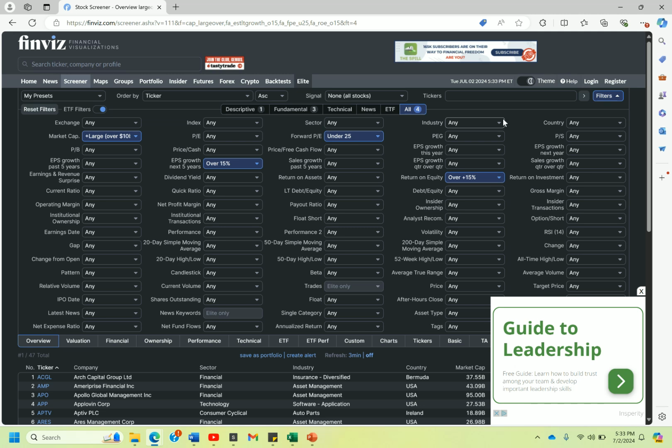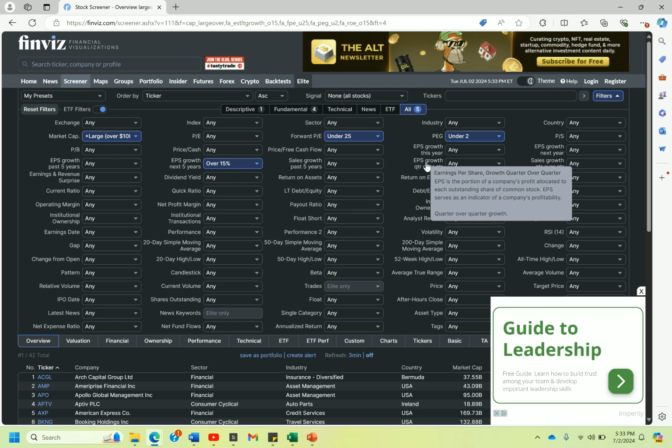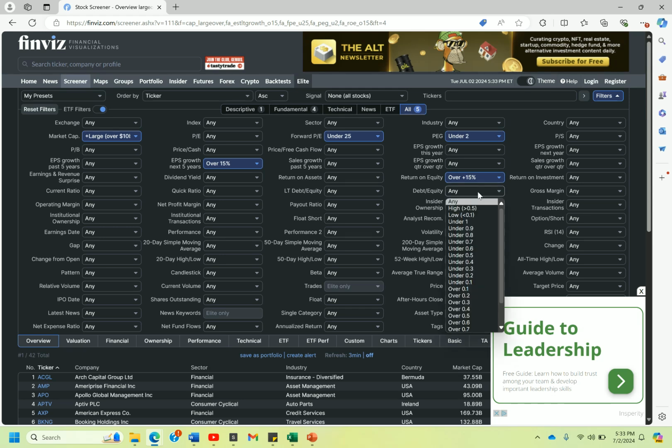After that, we will be looking at the PEG ratio, the price to earnings to growth ratio, a personal favorite of mine. This one we'll be looking for stocks with a PEG ratio of under 2, which indicates that a company has a very good price to earnings ratio in comparison to their expected growth rate in the future.